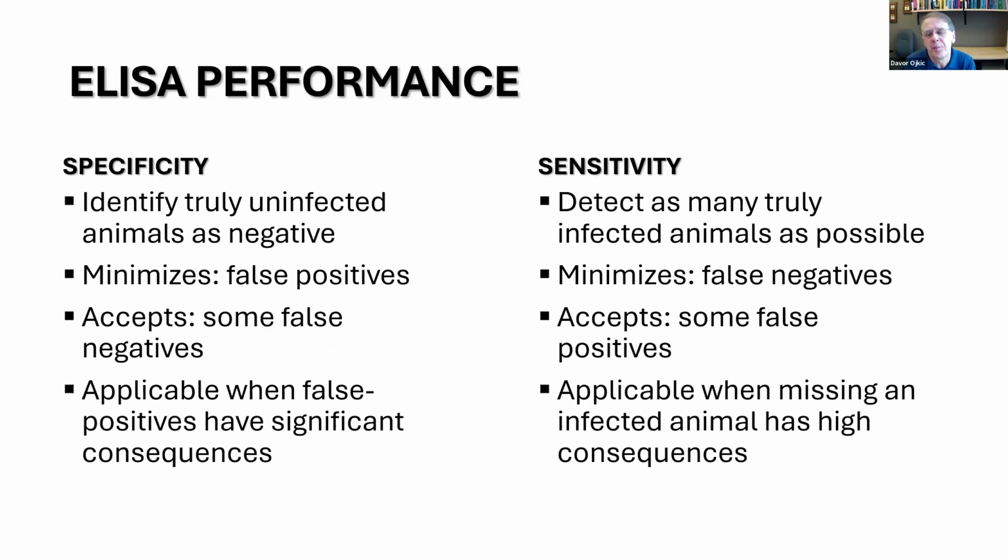And basically, ELISA performance, when you look at it from one perspective and the other, will be deeply influenced by what it is that you want to do. If you want to identify truly unaffected animals, you're going to lose some sensitivity. Your test will be specific, but you will need to accept that some false negatives will occur.